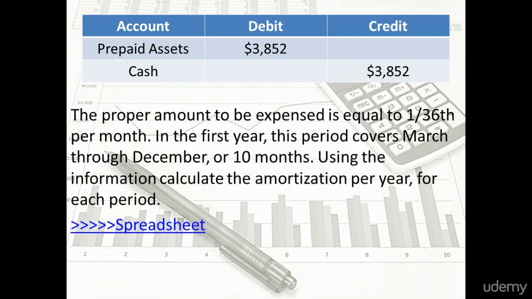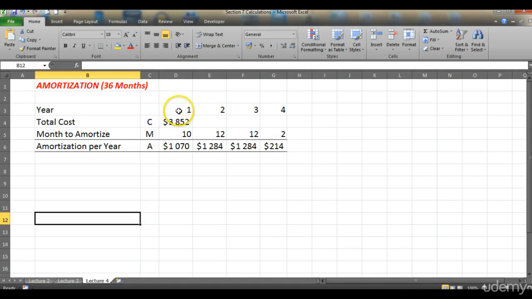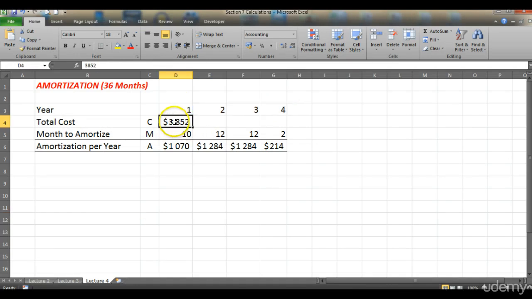The proper amount to be expensed is equal to 1/36 per month. In the first year, this period covers March through December, or 10 months. Using the information, calculate the amortization per year for each period. Let's see the calculations on a spreadsheet. Here is the example. We have 4 years, total cost, months to amortize each year.